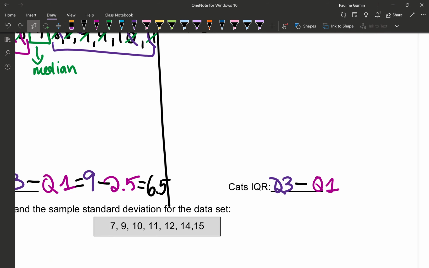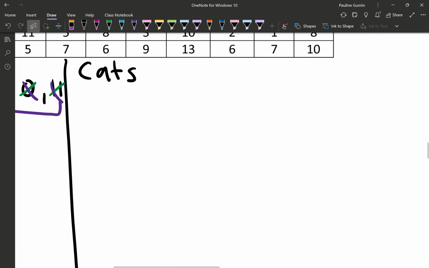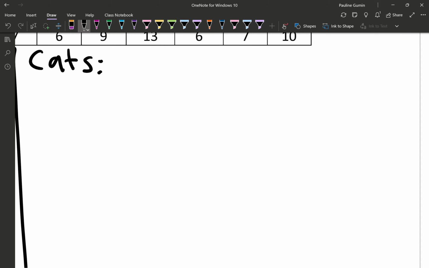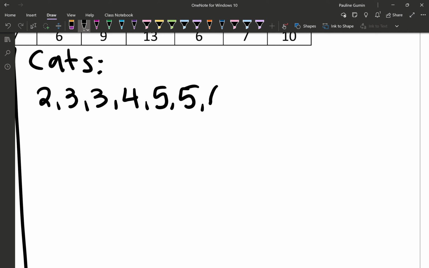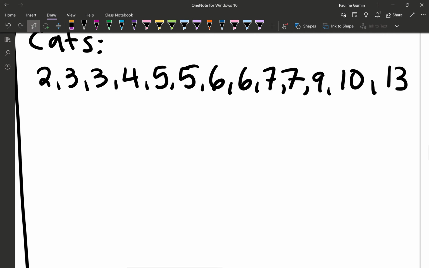Now let's find the IQR for cats, and then we'll talk about what that means. Well, we'll compare them. All right, for cats. Again, I have my paper in front of me, so that's where I'm getting my numbers from. Okay, 2, 3, 3, 4, 5, 5, 6, 6, 7, 7, 9, 10, 13. All right, let's find the median.